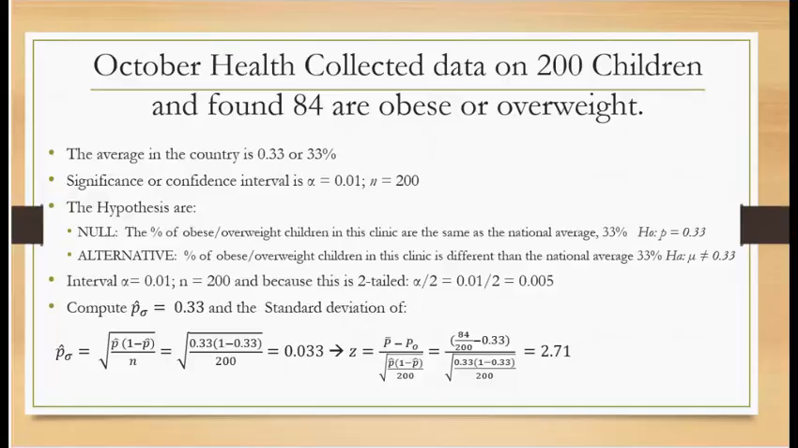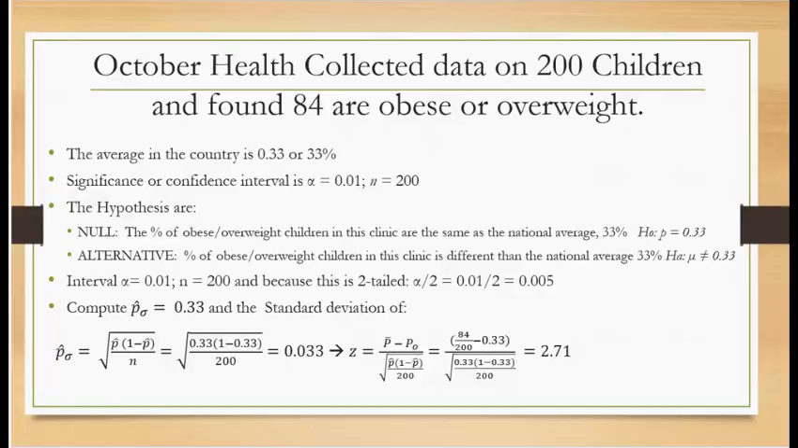Now here's another example, similar to the last one. This one provides a little bit more information. I think it makes it a little clearer. But anyways, the average obesity in our country is 33%. And we've got an N of 200.